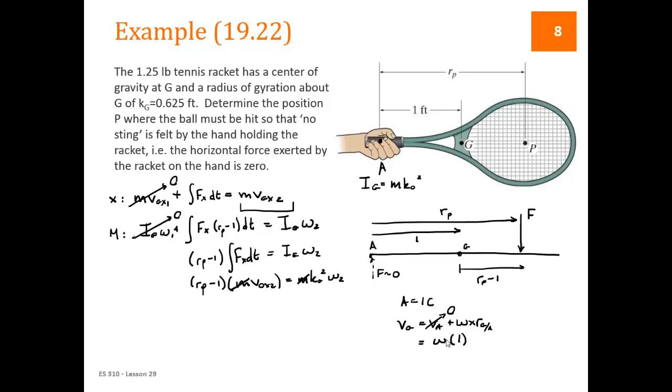So then we can plug that in over here. We have Rp minus 1 times omega times 1 is equal to kg squared omega. These are both omega 2s in this case. There's an omega 2 on both sides of the equation, so we can cancel those. And we can solve then for Rp, which is equal to kg squared plus 1, which is equal to 1.39 feet.